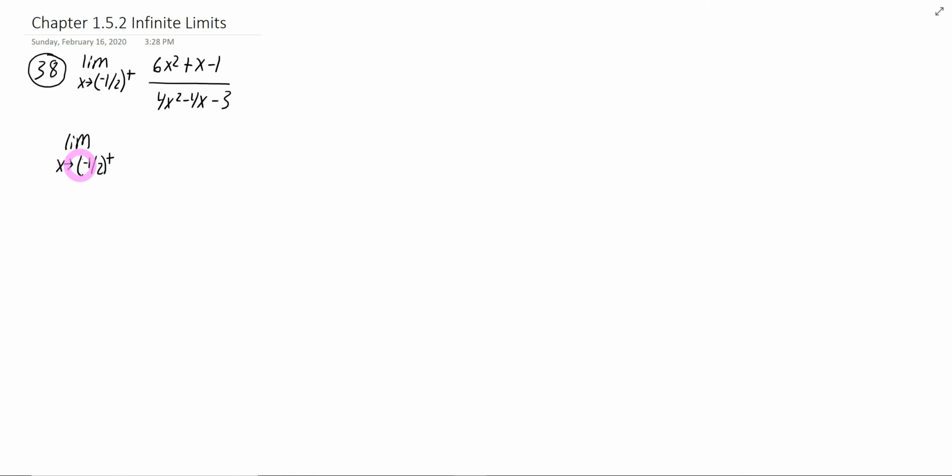It's really kind of strange, I must admit, how they put this negative 1/2 in parentheses. You don't see that often. But in any event, we'll just roll with it. So we're going to have 6 times negative 1/2, which is being squared. That's the only part that's being squared. Plus parentheses negative 1/2, then minus 1 all over 4 times negative 1/2, and this value right here is squared, minus 4 times negative 1/2. Dang, this is a mess of numbers. Minus 3. Alright, so there we go.